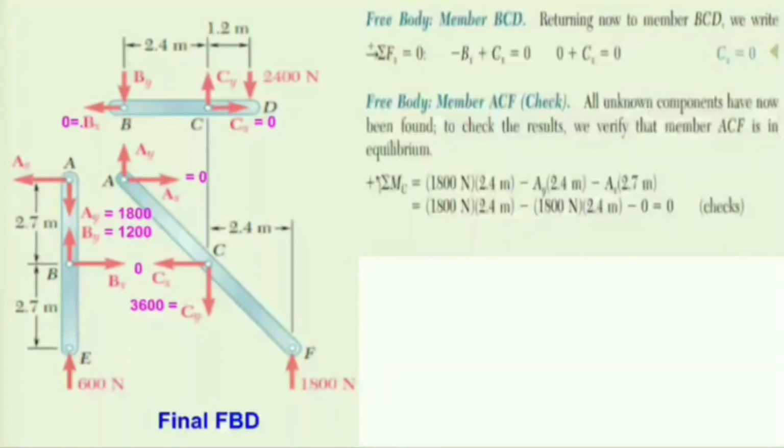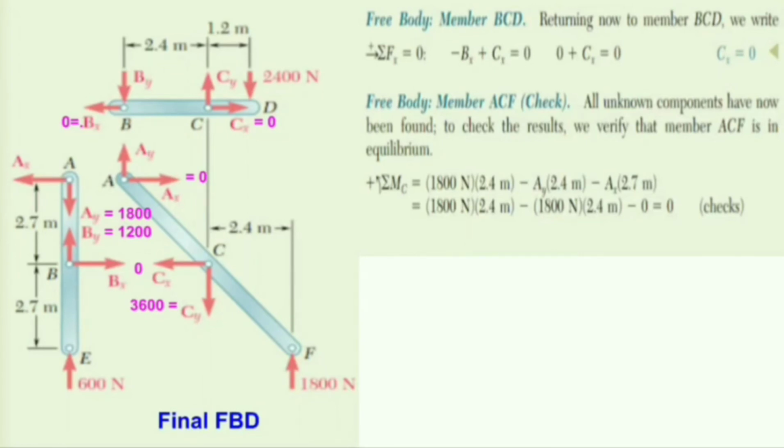Next, from the free body diagram of BCD, we had concluded Bx is equal to Cx. Now substituting the value of Bx in this equation, we get the value of Cx equal to 0. Now we have found out all the internal hinge or support reactions, that is Bx, By, Cx, Cy, Ax and Ay.